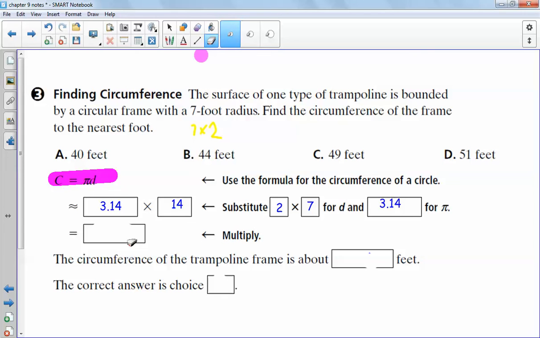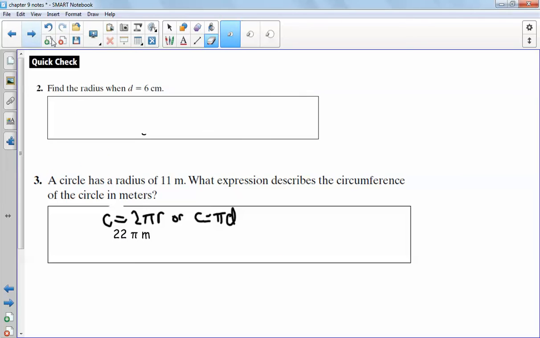And then we're going to multiply those together. And when I multiply those together, I get 43.96. So again, it says round to the nearest foot. So my correct answer would be 44 feet, option B. And that's how we find the circumference. So real quick, I would like for you to pause and try these 2 quick checks, and I will be back on with an answer.